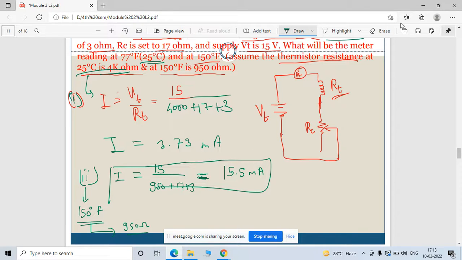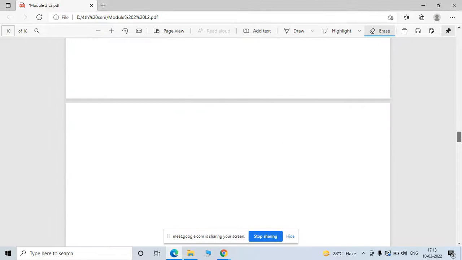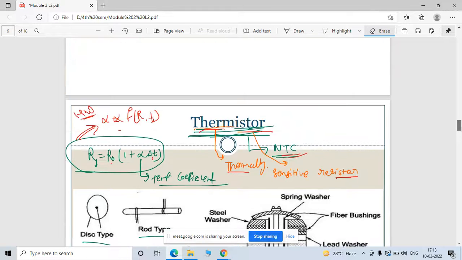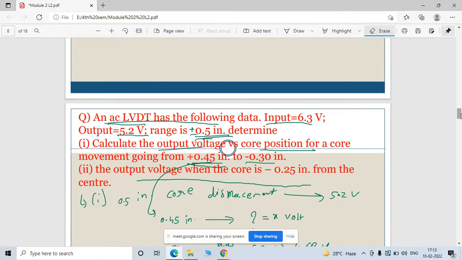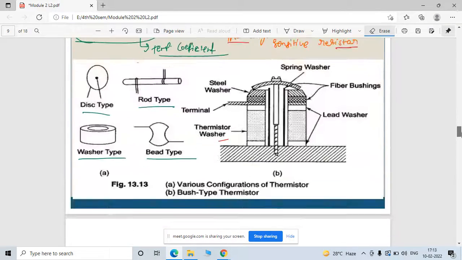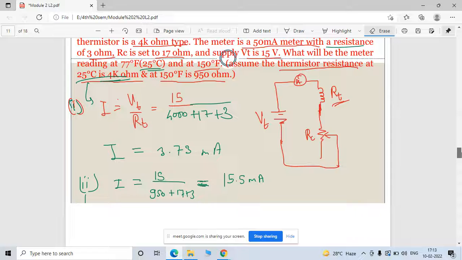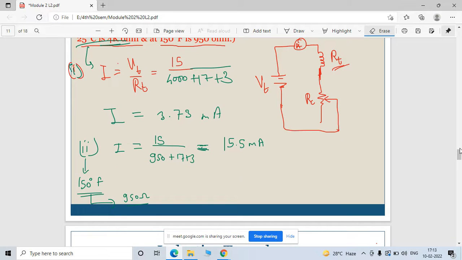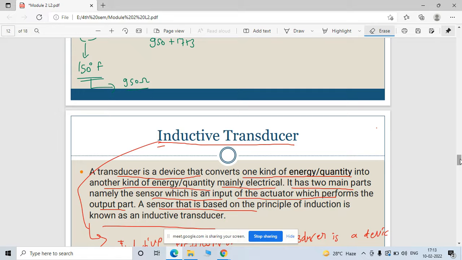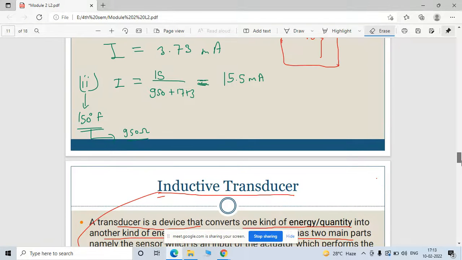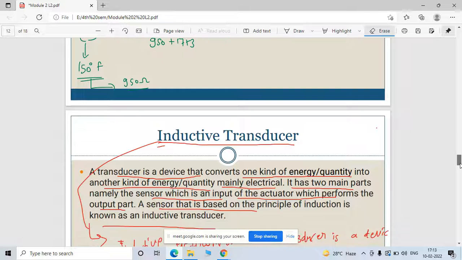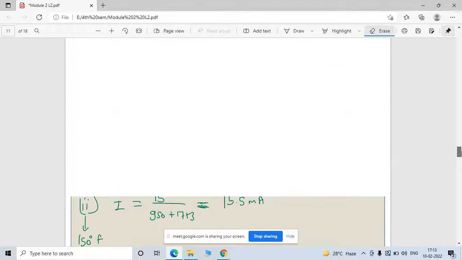And thermistor, LVDT, and this inductive type of transducer have applications in our real life. So please go through this topic in your book as well. For more description, you can use any book.